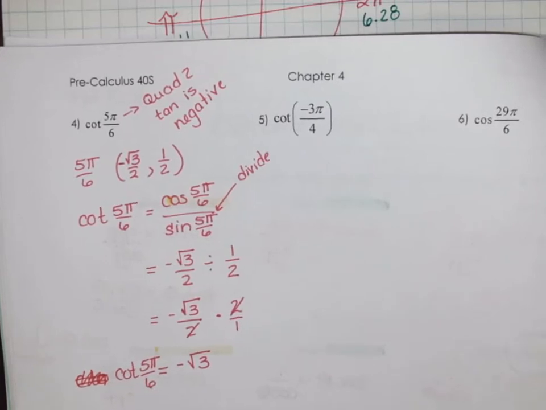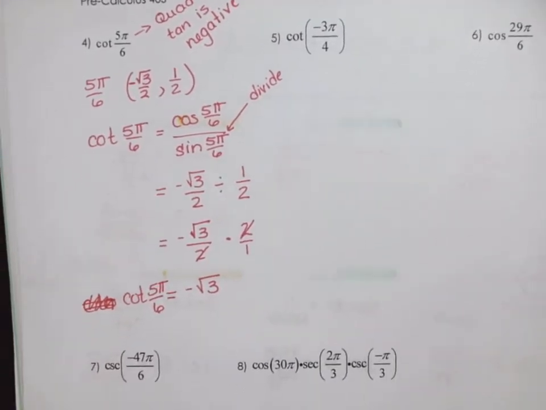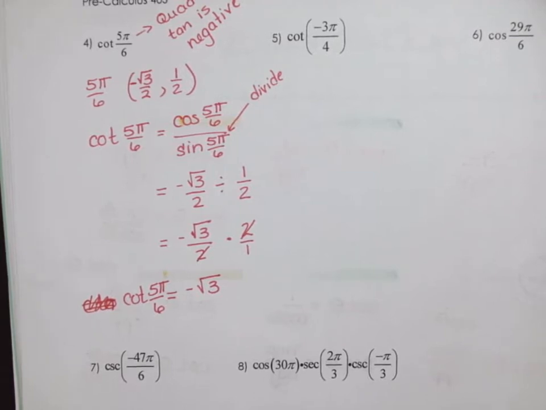So cotan of 5 pi over 6 is equal to negative root 3. Oh, that makes sense. I was like, that's not right, but it is right, because tan is 1 over root 3. Okay.